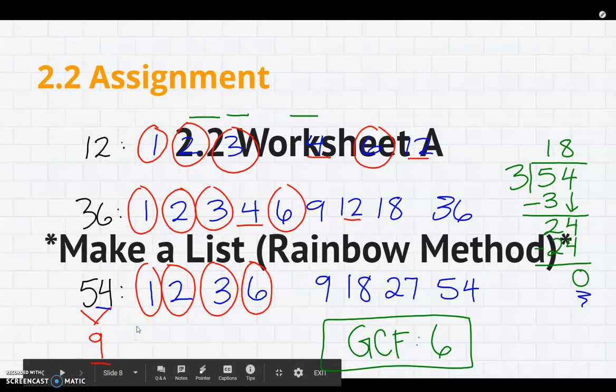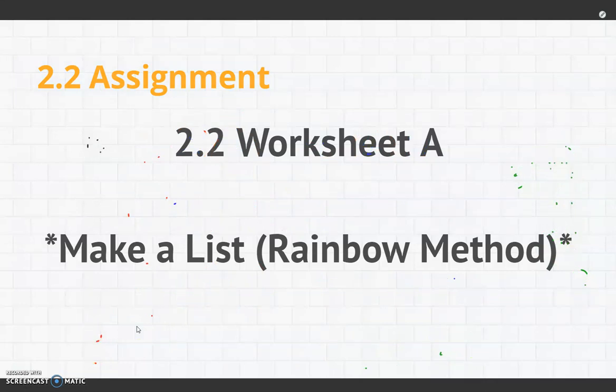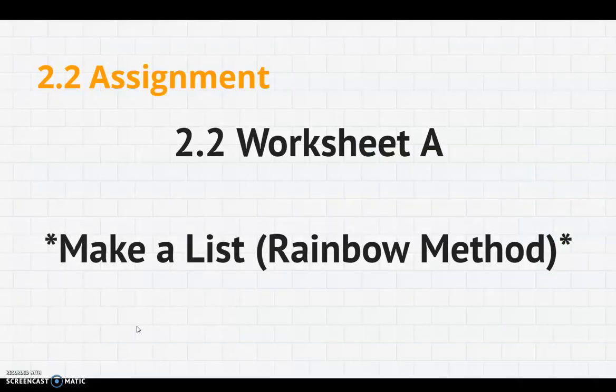Okay, so your homework is the 2.2 worksheet part A. Like I said, this is a 2-part lesson. This was part A, so you're doing worksheet A on Schoology. You can see that this section will be difficult if you're not up on your multiplication facts. So I recommend that you practice outside of class on your multiplication facts if you are struggling with those.